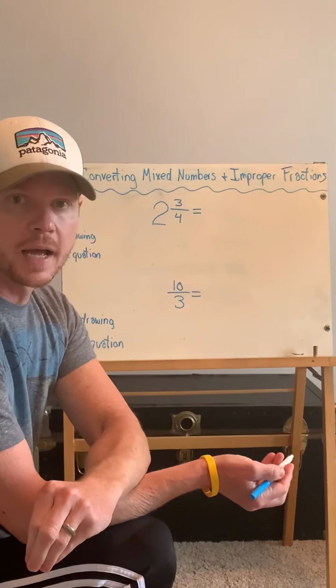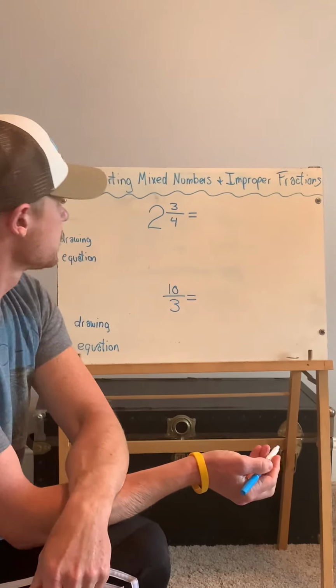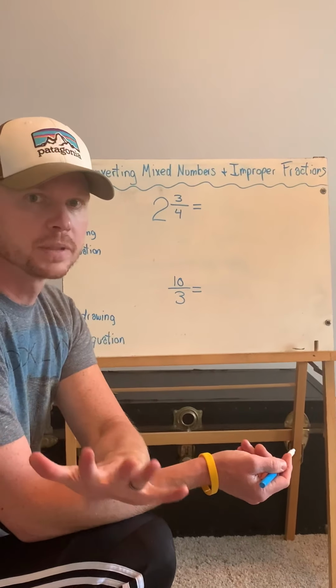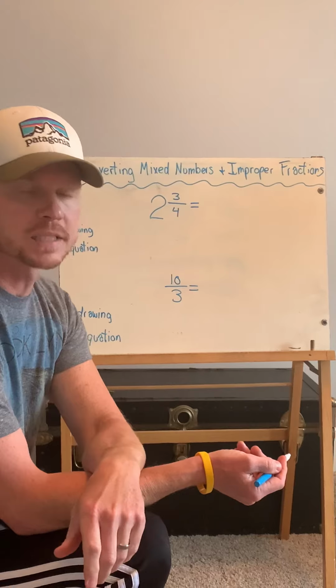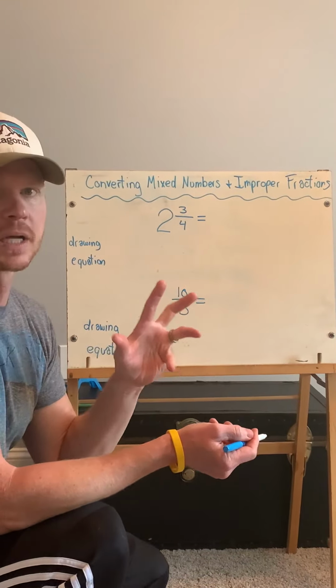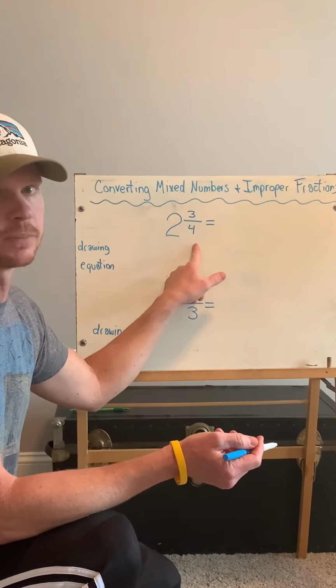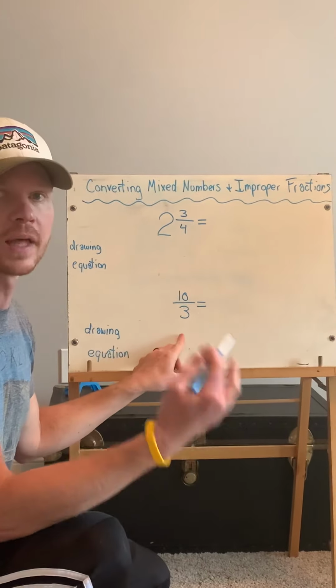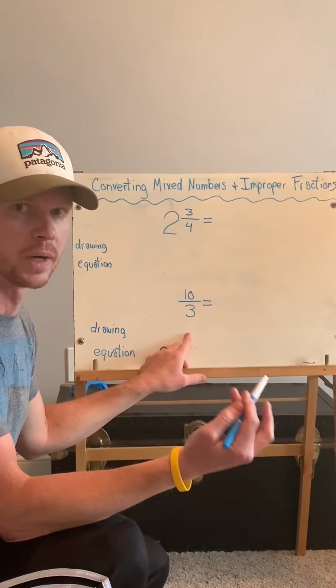So let's take a look at converting mixed numbers and improper fractions. They have the same value, but they're represented in a different way. As from our vocabulary, we know that a mixed number combines a whole number and a fraction. An improper fraction is a fraction that's greater than one.